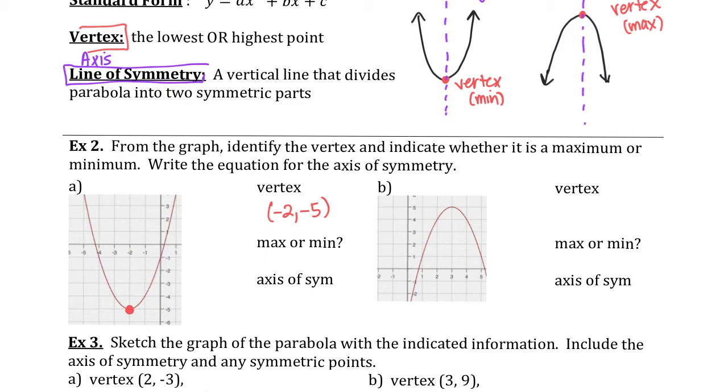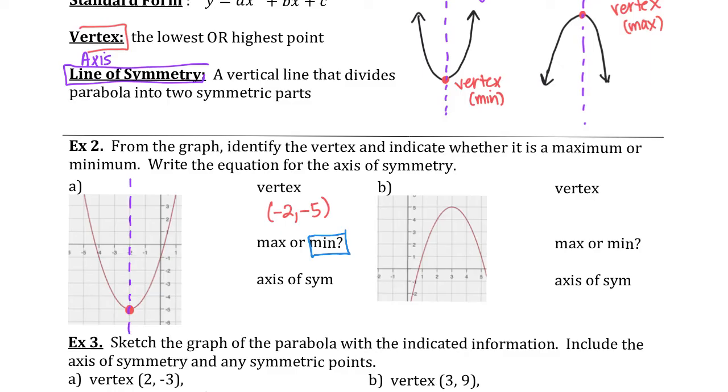Now, is it a maximum or a minimum? I need to look at the vertex and think, is it the lowest point or the highest point on the graph? This is at the bottom, so it's the lowest point on the graph. Because it's the lowest point on the graph, it is a minimum. The axis of symmetry divides the graph into two equal halves. I'm going to sketch it in. Then I'm going to write the equation.